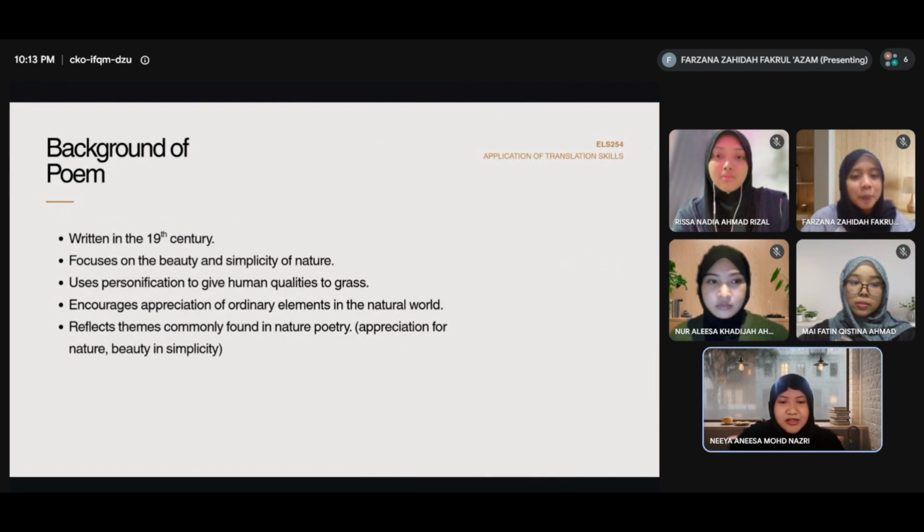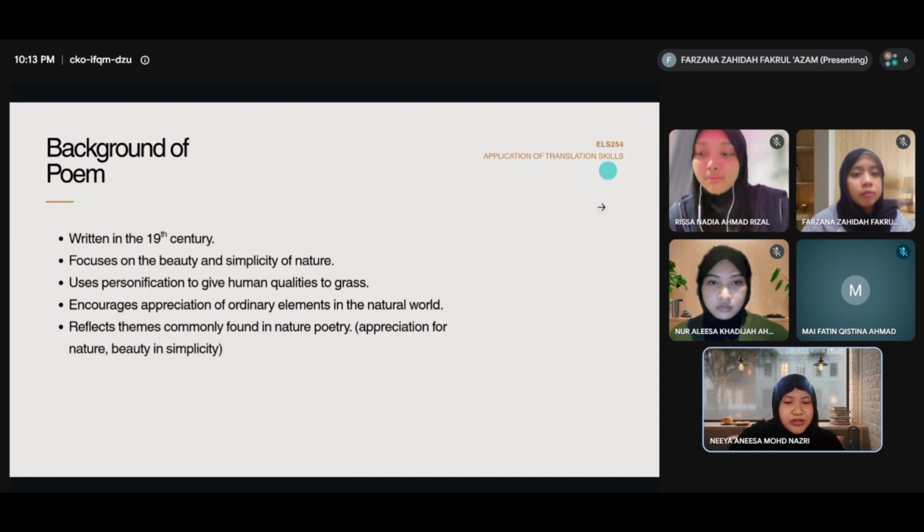Before analyzing the poem, it is important for us to understand its background. The Grass So Little Has to Do is a nature poem that reflects Emily Dickinson's admiration for the natural world. In this poem, Dickinson personifies grass by giving it human-like actions and responsibilities. Through this portrayal, she emphasizes that even something as ordinary as grass plays an important role in nature. The poem invites readers to appreciate the beauty and value of simple things that are often taken for granted.